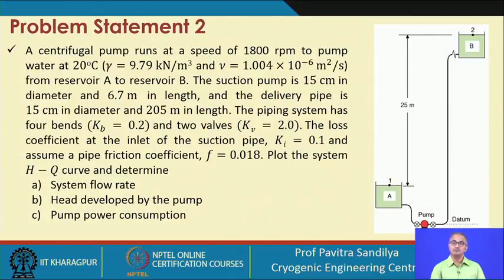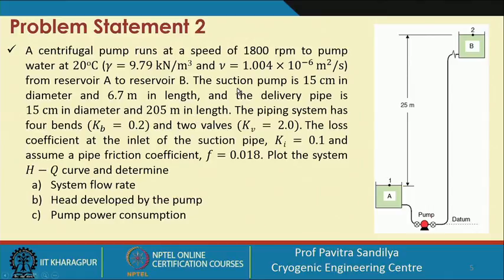Next, we come to the centrifugal pump, and the problem in which a centrifugal pump is running at a speed of 1800 rpm and it is pumping water at 20 degrees centigrade. The gamma is given here. Gamma is the product of the density and the gravitational acceleration, and this is the velocity. And here you can see that it is pumped from reservoir A to reservoir B, and the difference in elevation is about 25 meter, and here the datum is given for the horizontal pump.